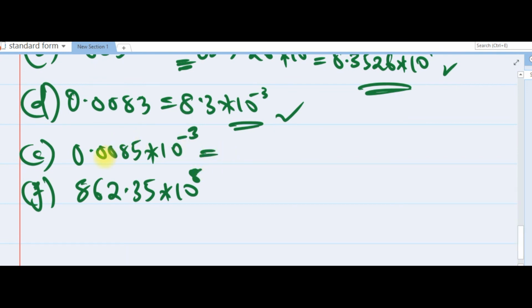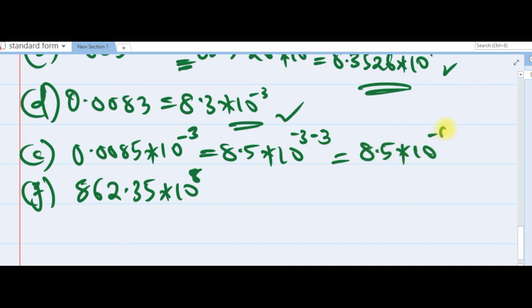Now this one again, 1, 2, 3. So this is 8.5 times 10 to the original power, and we moved 1, 2, 3, so we moved 3 times again. So minus 3, giving 8.5 times 10 raised to power minus 6.